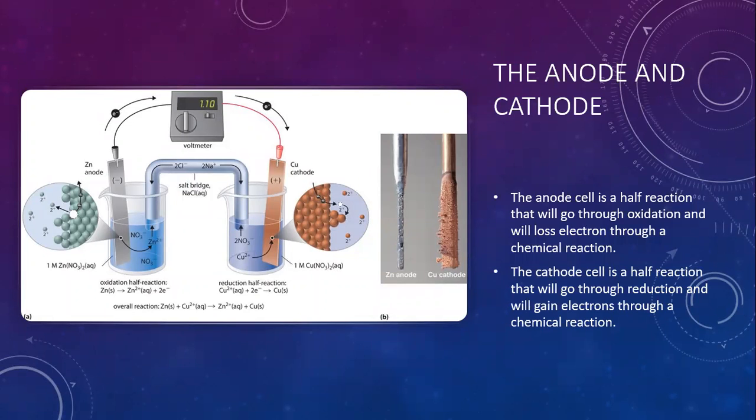Anode and the cathode. The anode is a half reaction that will go through oxidation and will lose electrons as well as mass through a chemical reaction. The cathode is a half reaction that will go through reduction and will gain electrons as well as mass through the chemical reaction. As you can see on my diagram here, zinc here is the anode.